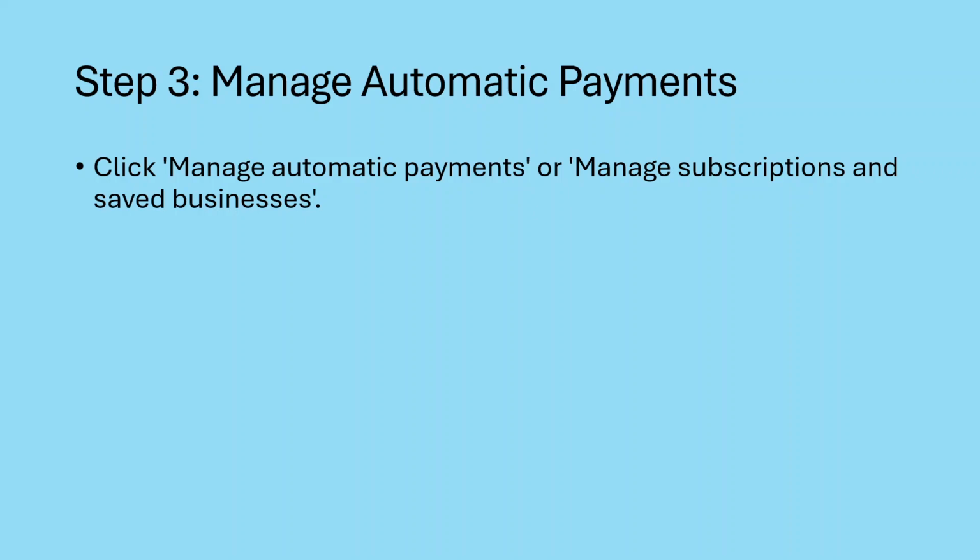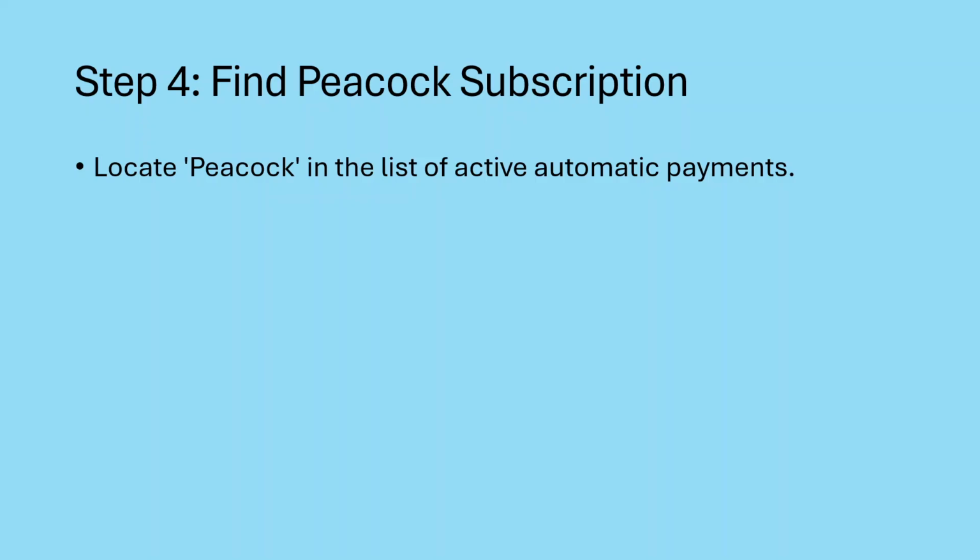Step 3. Manage automatic payments. Click Manage automatic payments or Manage subscriptions and saved businesses. Step 4. Find Peacock subscription. Locate Peacock in the list of active automatic payments.